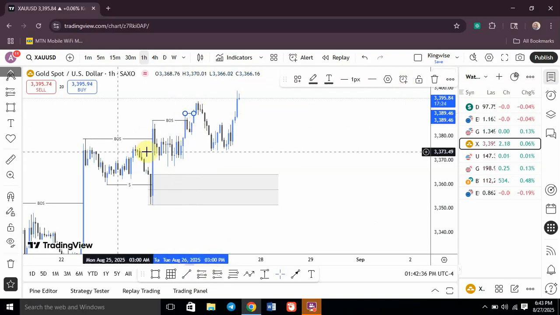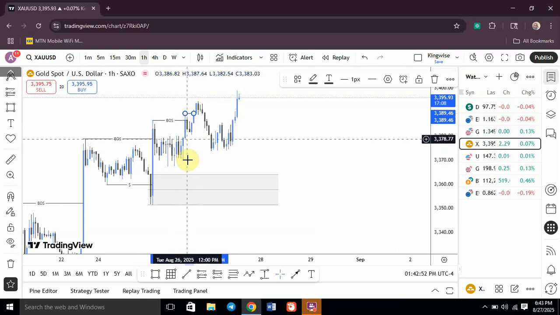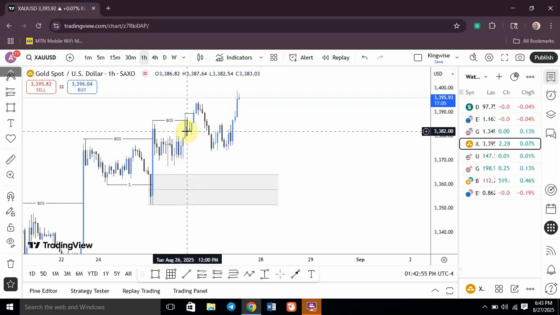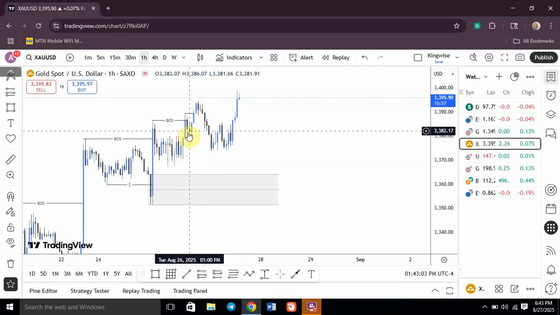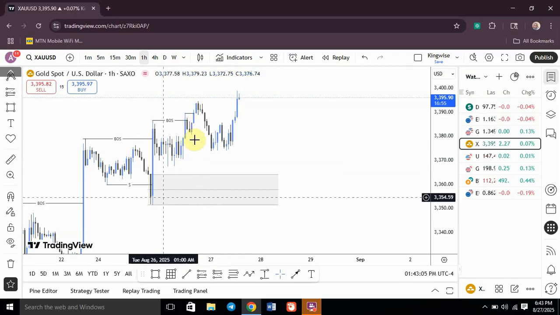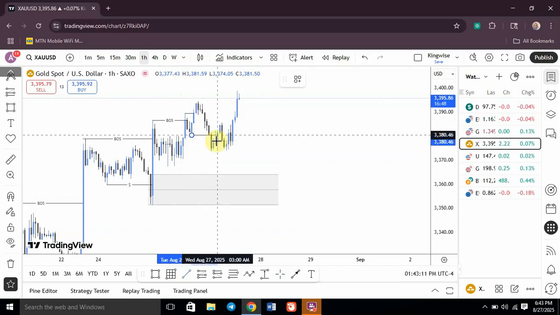I'm going to release a video on how to know a valid break of structure, most especially on your entry time frame. So the reason why I did not consider this as a valid break of structure was the fact that the low of this last bullish candlestick was not taken. So it is more like going to be a liquidity for price. I knew it was going to be a liquidity for price.